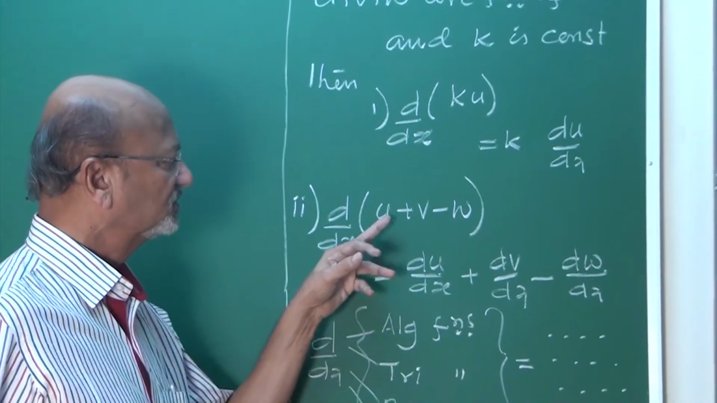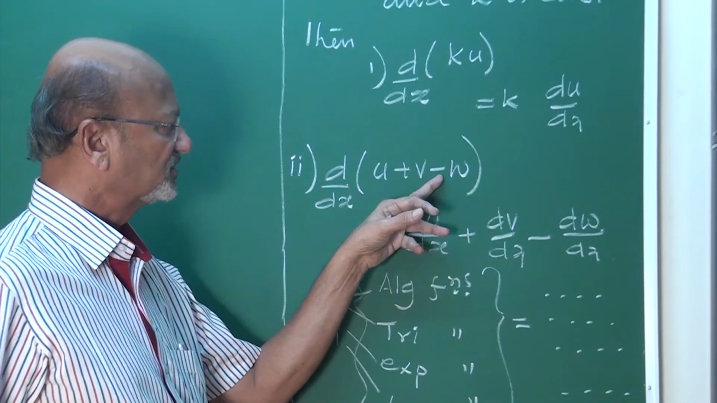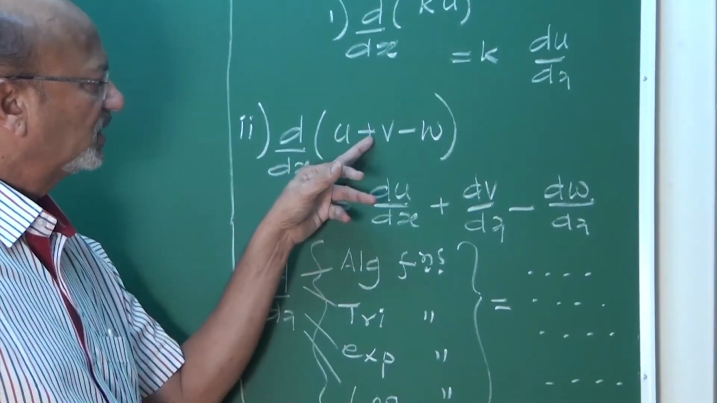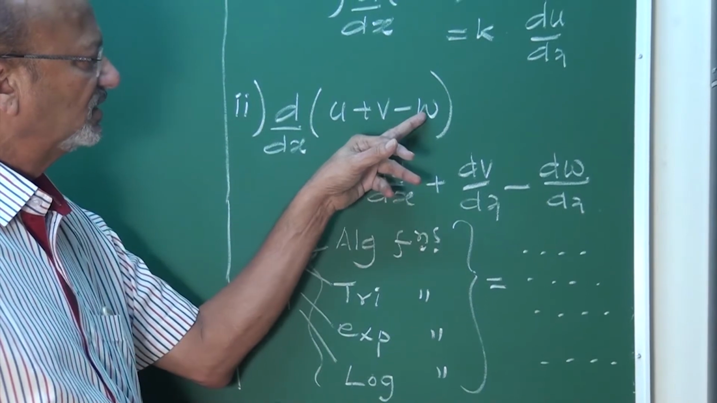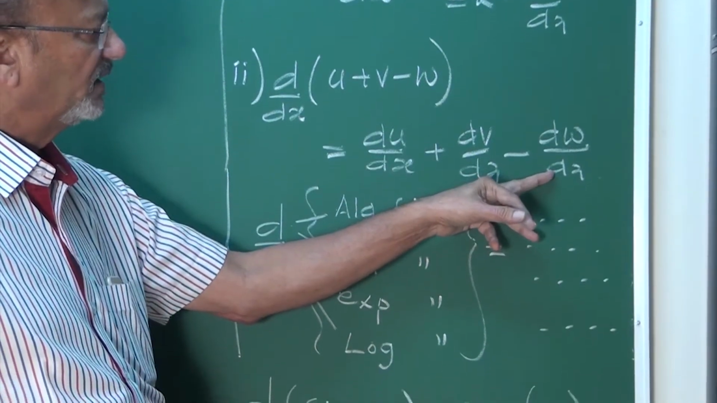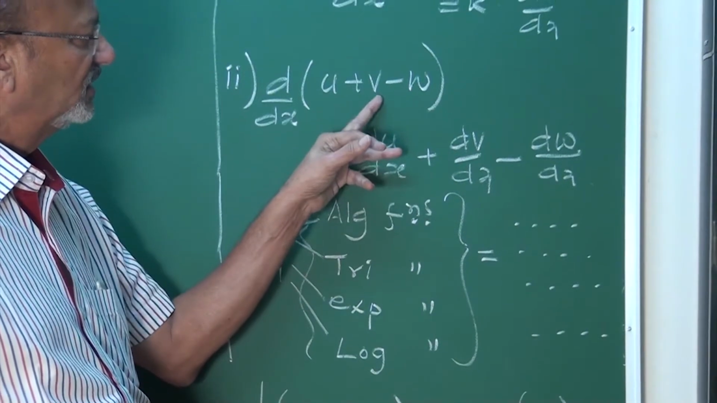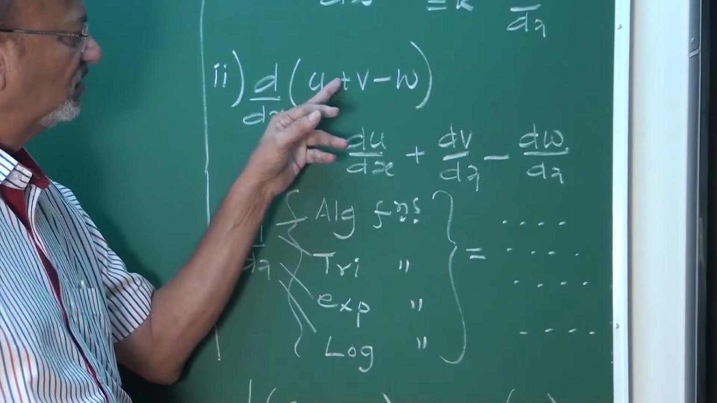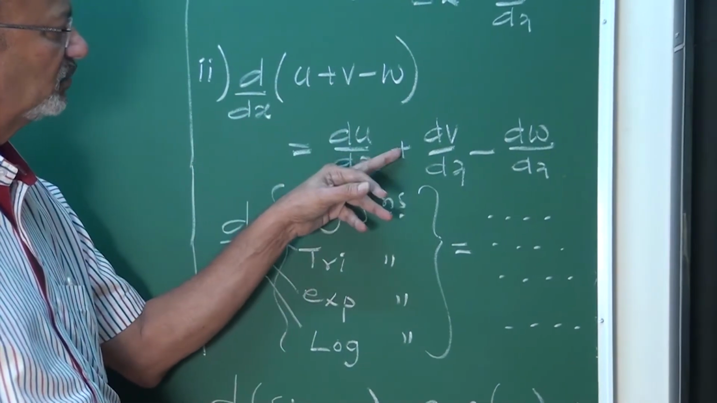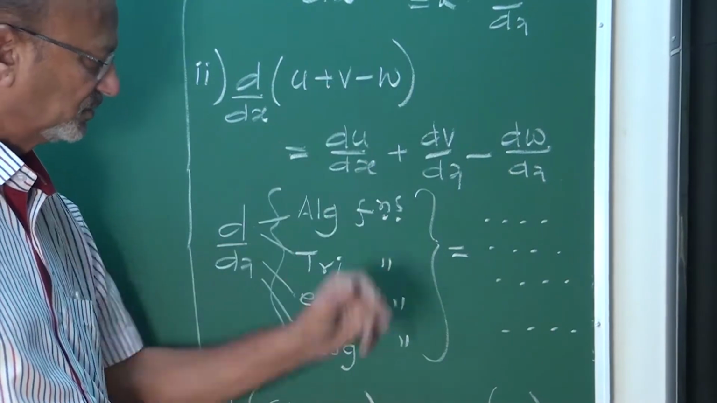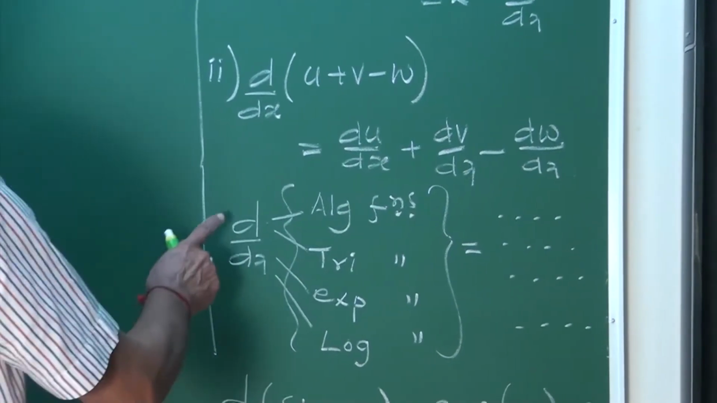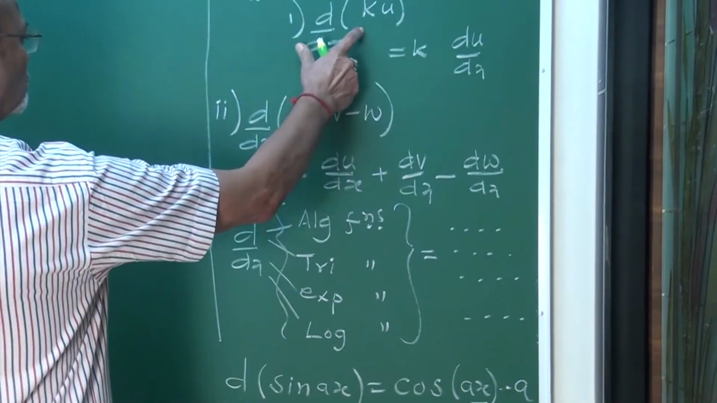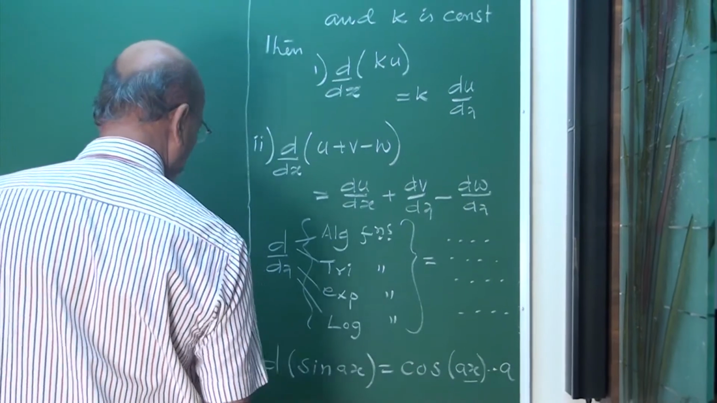Next, my friends, addition and subtraction. The derivative of u plus v minus w is the derivative of the first plus the derivative of the second minus the derivative of the third: du by dx plus dv by dx minus dw by dx. What it tells us, my friends, is that the derivative of a sum is the sum of derivatives, and of a difference is the difference. Making use of the derivatives of all these functions and these two rules, I do some examples based on this.